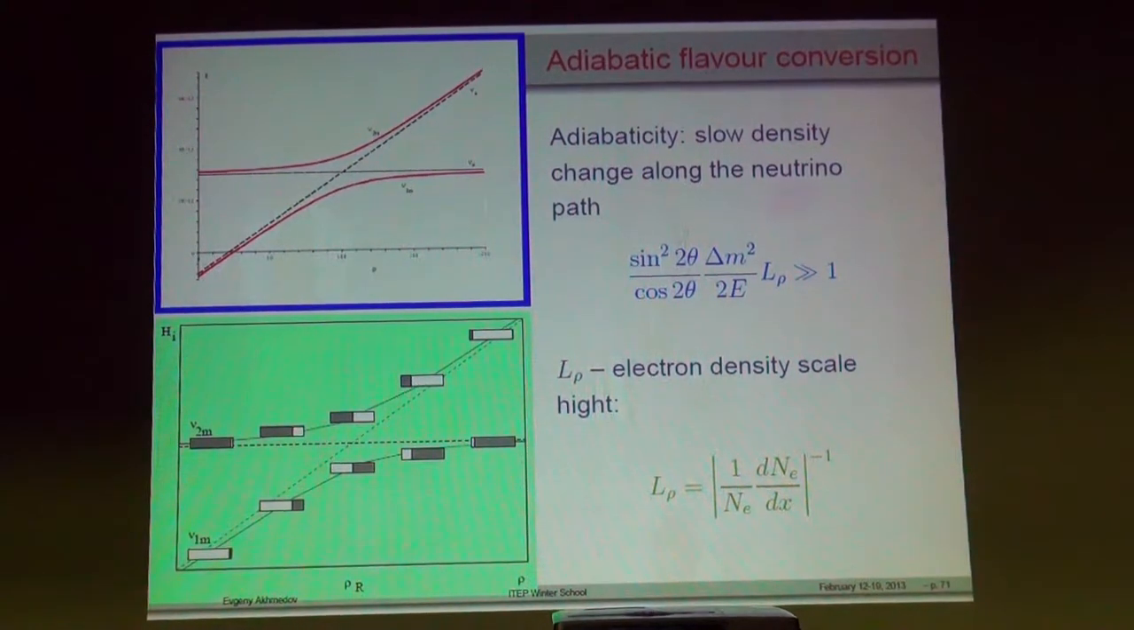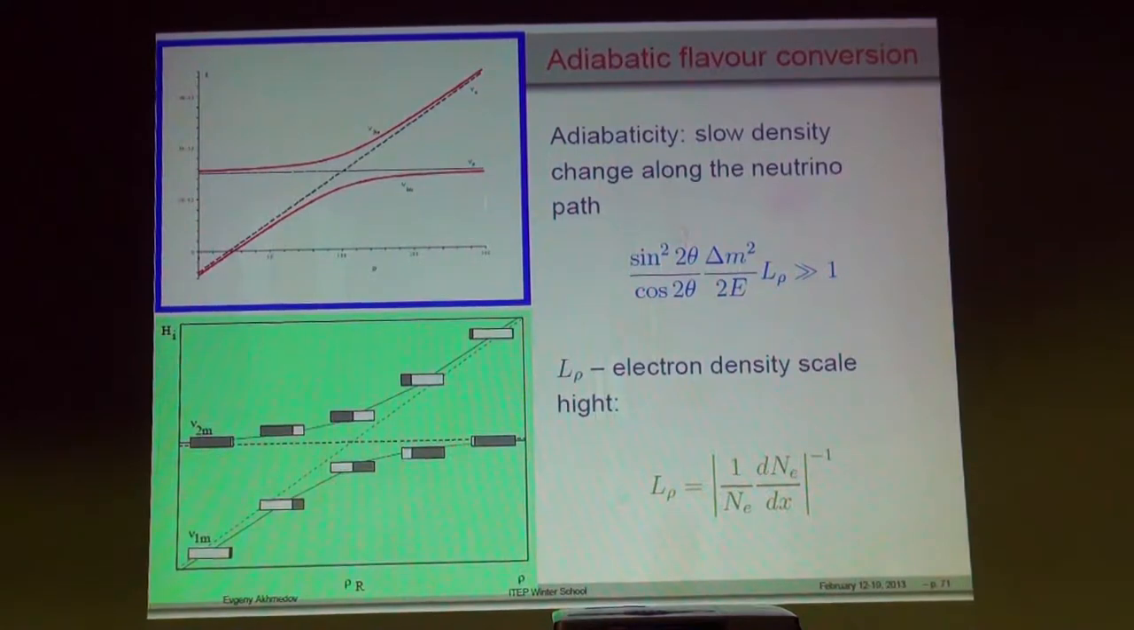Level crossing corresponds exactly to the MSW resonance point. It coincides with the condition that the two diagonal elements of the effective Hamiltonian become equal to each other. This is the meaning of the MSW resonance. Here we can show, if we denote the composition of the matter eigenstates with the electron neutrinos in white and muon neutrinos in gray, that the state remains nu2, but its composition changes. This is just an illustration of the adiabatic conversion.